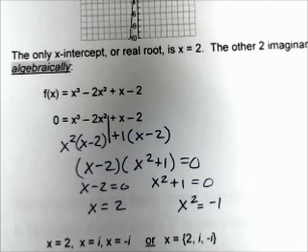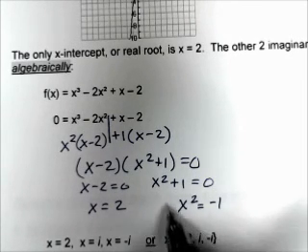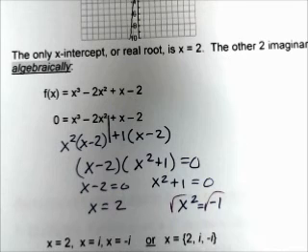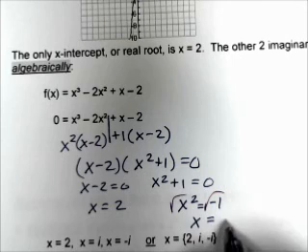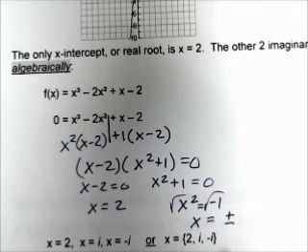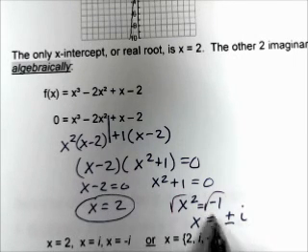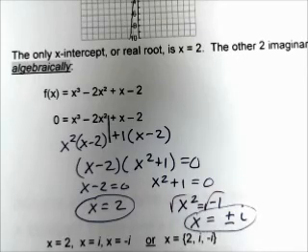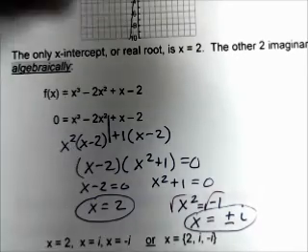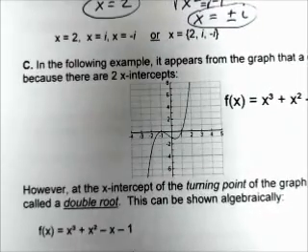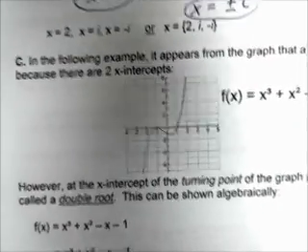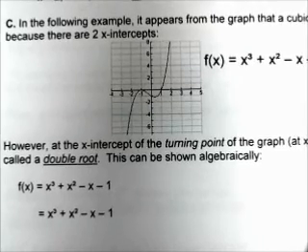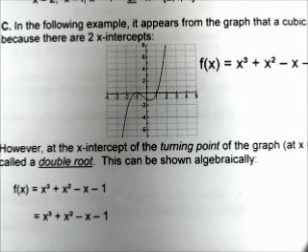And then recall, what do we do? Square root both sides. So x equals, whenever we compose a square root, don't forget plus or minus, and the square root of negative 1 is equivalent to i. So there we have our real root and our two imaginary roots. Next, in the following example, it appears from the graph that a cubic function has two real roots because there are two x-intercepts.